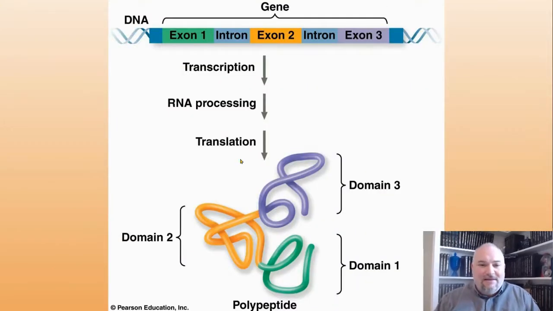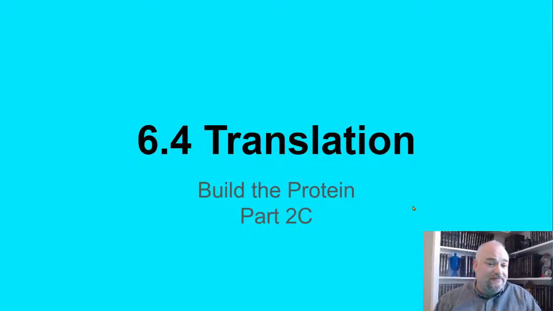So here we can see an example of that. Here's exon 1, 2, and 3. Exon 1 codes for this domain, which would take this particular shape. Exon 2 codes for that domain. Exon 3 codes for that domain. And we could put them together like this, or we could put them together in a different way and get a polypeptide that works differently and does something else.